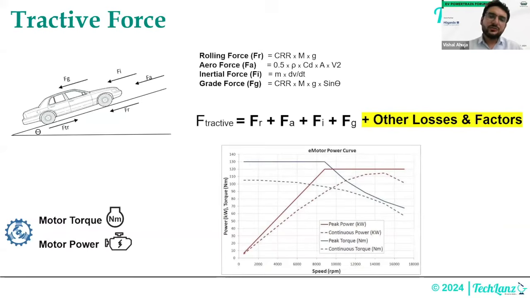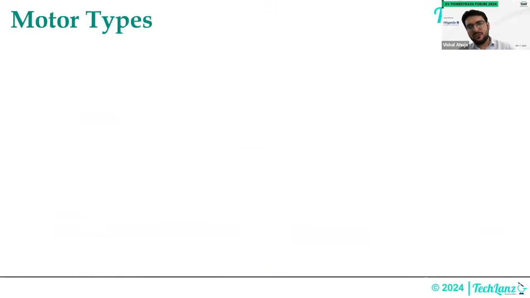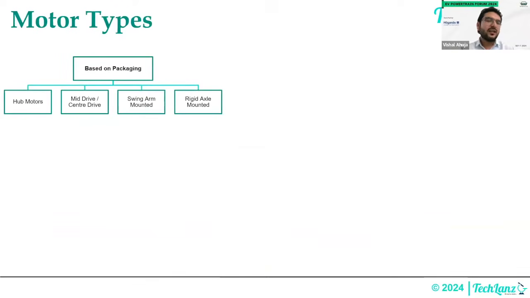Let's understand, once you decided what kind of motor torque and motor power you want, now it's time to decide what kind of motor you want, right? The preliminary level study is done, but now you want to go deep. You have too many applications based on packaging. For a two-wheeler, you have hub motors, you have mid-drive motors. In the four-wheeler, we call it central drive. And some motors are swing arm mounted motors. The classical example is Chetak, right? Hero Vida also. Then you have rigid axle mounted motors also, which are used in e-rickshaws and all, right?